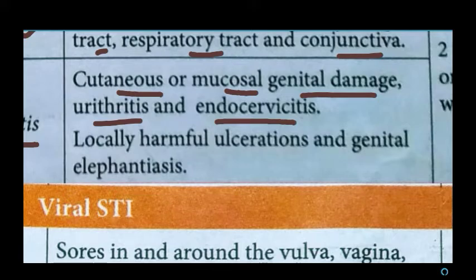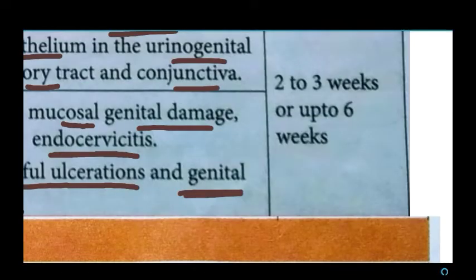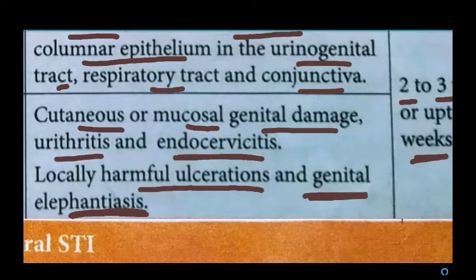So next to the uterus is the cervical region. So near to that, the junction of the uterus and the cervix, there will be swelling, that is called as endocervicitis. And also it causes local harmful ulceration and genital elephantiasis. The genital part becomes enlarged, that is called as genital elephantiasis. So what is the incubation period for these two diseases? It is 2 to 3 weeks or up to 6 weeks. So that's all about the bacterial STD.